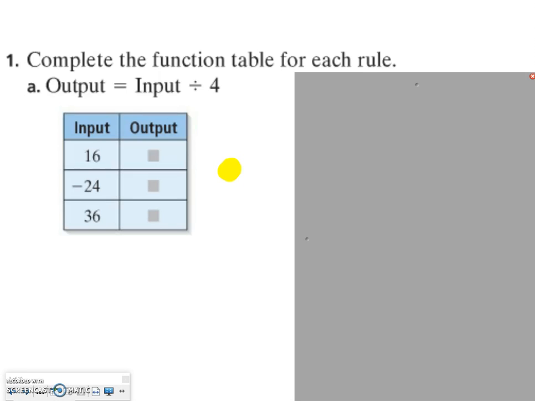Next, I want you this time to actually copy down this input-output table just as it appears right now. Put these numbers in for the input. We'll figure out the outputs in a minute. Write down output equals input divided by 4. Take a minute to copy that down. Your teacher will hit pause on the video so you have enough time to do that.